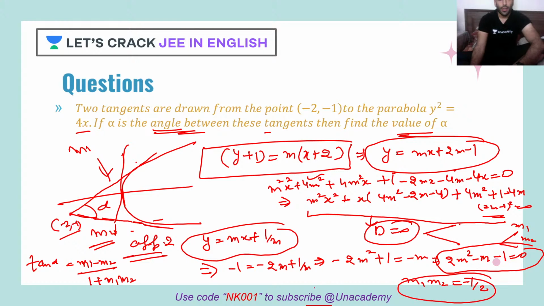Correct? What will be your M1 minus M2? Square root of M1 plus M2 whole square minus 4 M1 M2. So as you can see here, it is 1 by 2's whole square, correct? 1 by 4 minus 4 M1 M2. So 4 times, what is M1 M2? Minus half, so it will become plus 2.